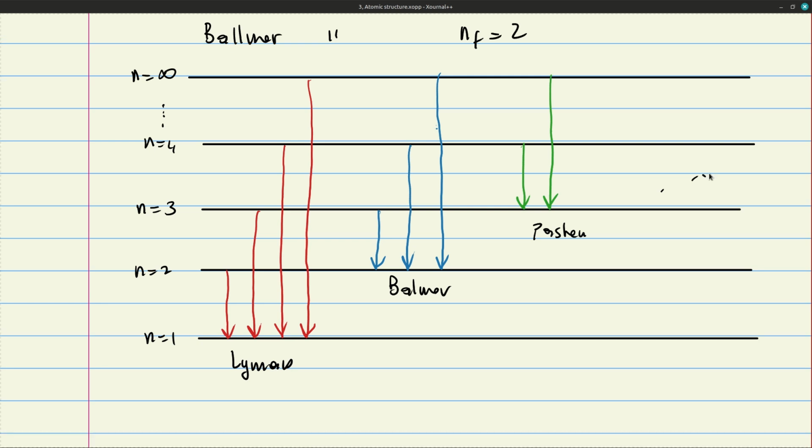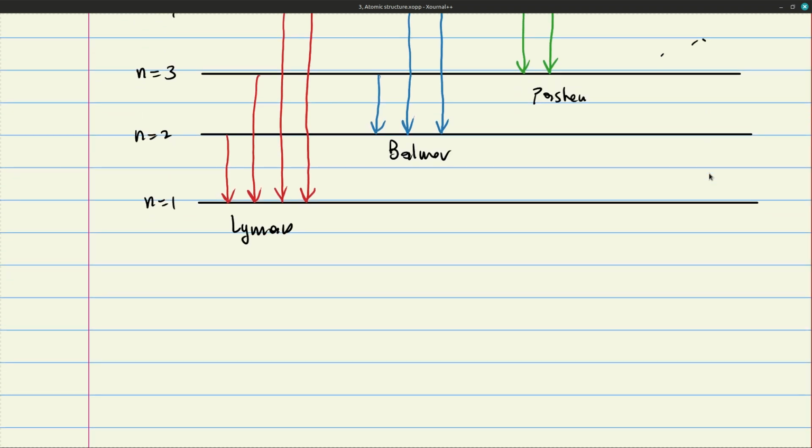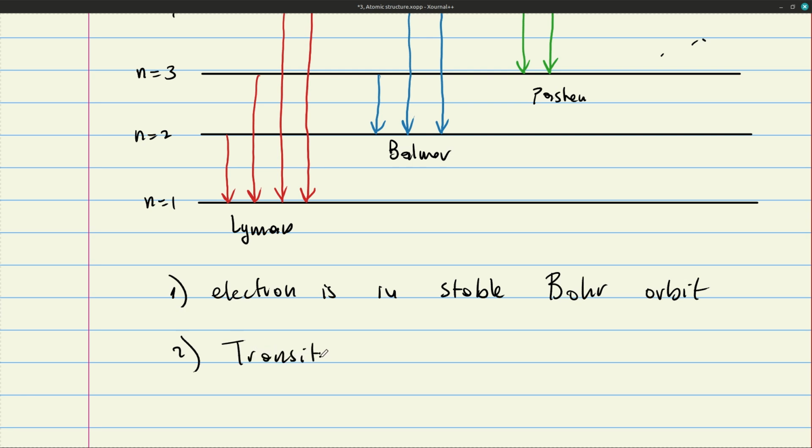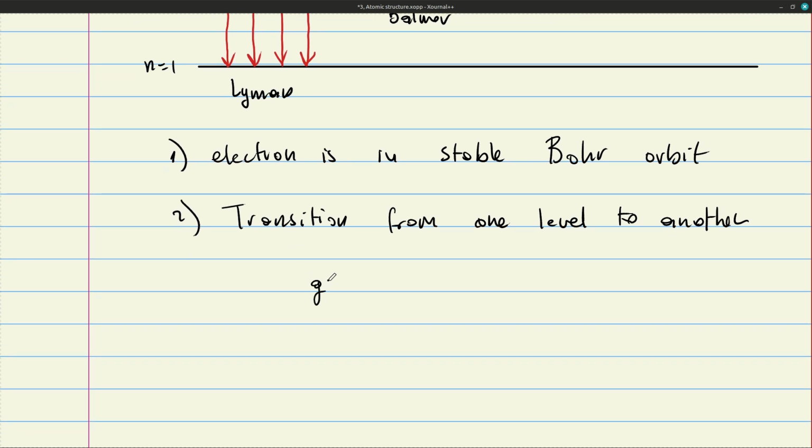First, in the Bohr model, the electron does not radiate. It is in stable Bohr orbits. So the atom itself is stable. And two, transition from one level to another gives rise to atomic spectra.